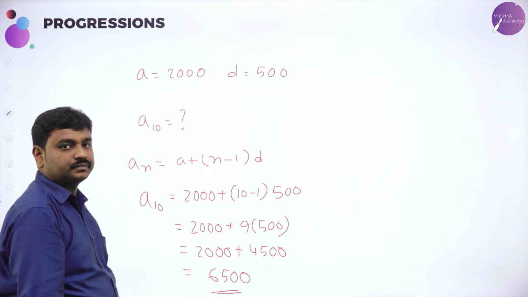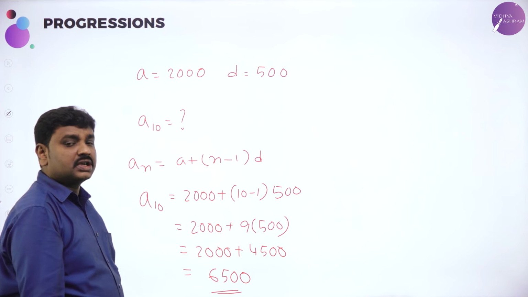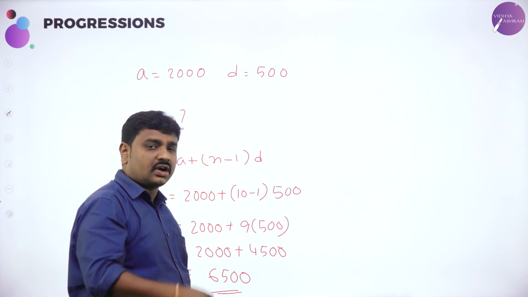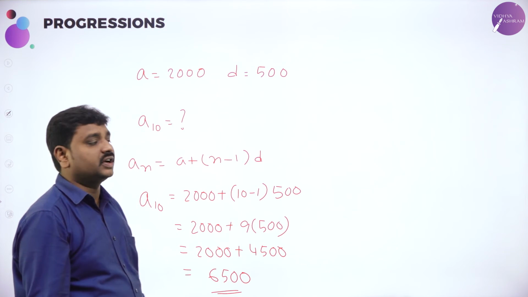That's it. Then it goes on adding up. Sum, that we could take SN. So 10th year it is 6,500. All the years if you add, it will become 82,500.